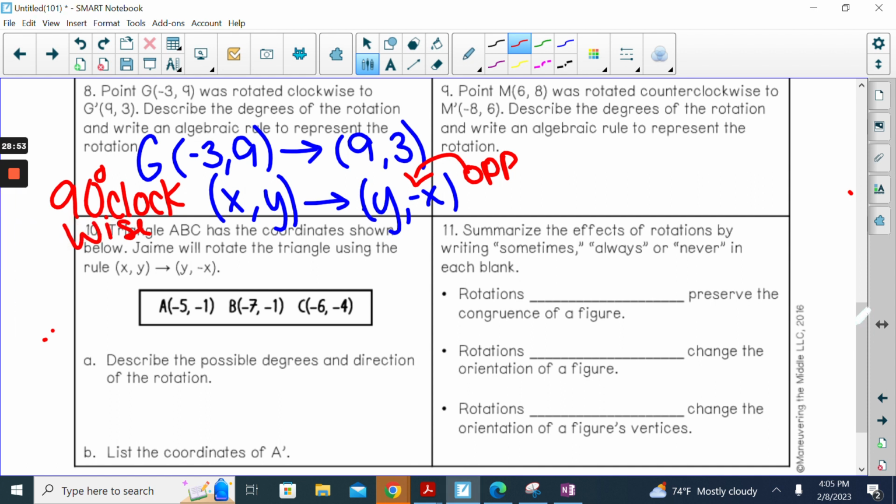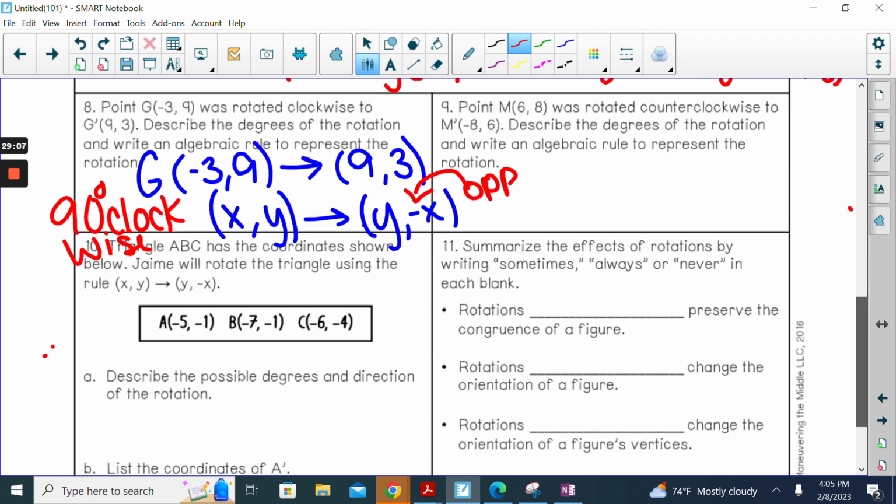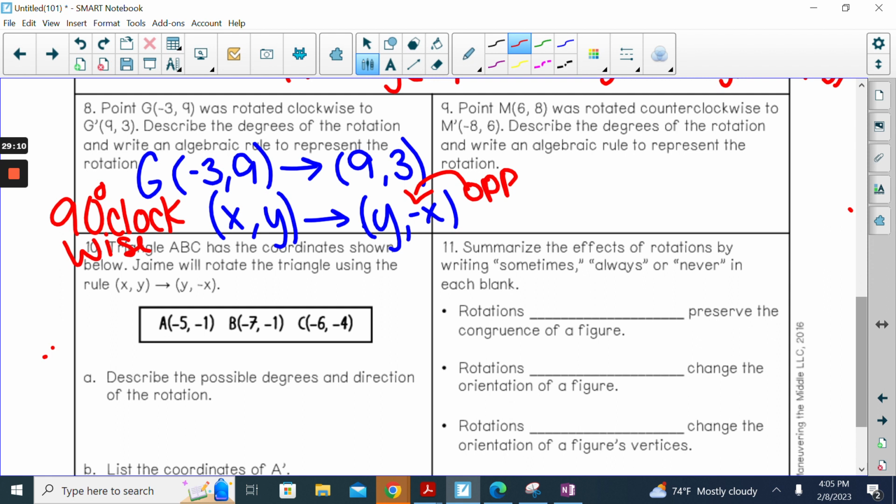All right, here is what I want you to do. 9 is very similar to 8. I want you to go ahead and look at point M and look at point new M, and figure out how many degrees you think it has rotated. I would start by doing it like we did before. Algebraically figure out, did numbers switch? Did signs switch? What happened? And then you are going to match your rule that you have created with one of those rules in 4, 5, or 6 to help you determine what the degrees of rotation were. So go ahead and pause this and solve 9.